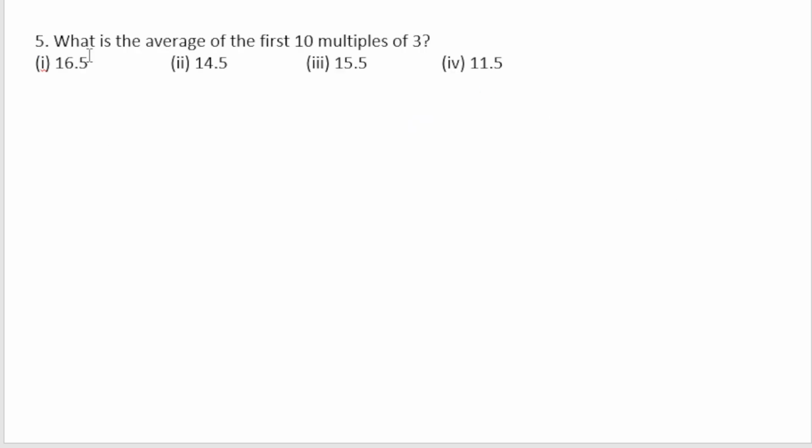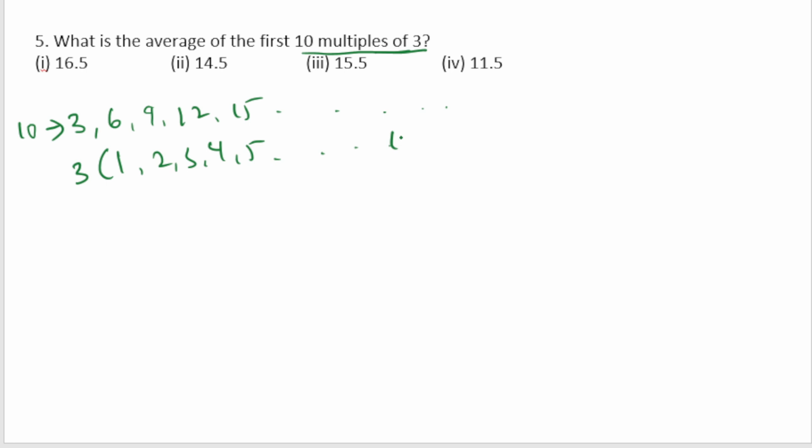Next one. What is the average of first 10 multiples of 3? What are the multiples of 3? The numbers that have 3 as a factor, those are multiples of 3. Like 3, 6, 9, 12, 15, those all. And here there are 10 numbers. So if we take 3 common here, we'll get 3 into 1, 2, 3, 4, 5 up to 10 because there are 10 numbers. And we have to find the average of this first 10 multiples of 3.